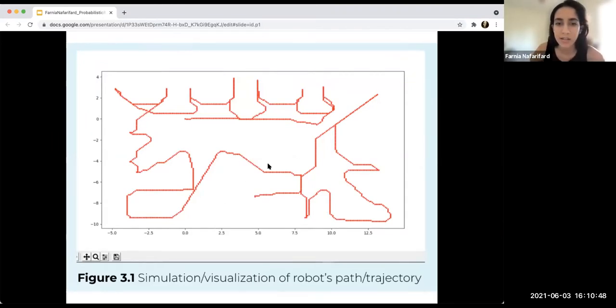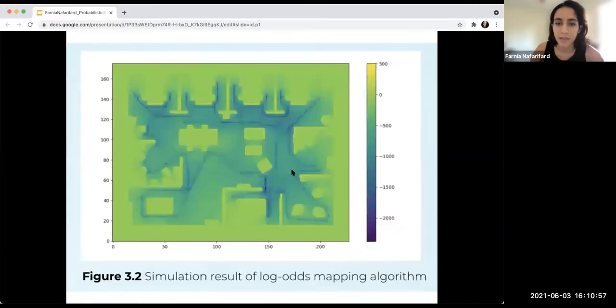Here's some simulation results from running the mapping algorithm. This one is just a visual representation of the path that we're given at the beginning. This is the input that the algorithm receives. And then this is after running the algorithm. So here you see how purple is like the highest number, which is supposed to be closer to 1. This is not on a probability scale, but this is the path that we are definitely sure that it's free. And then occupied space is all these yellow parts.